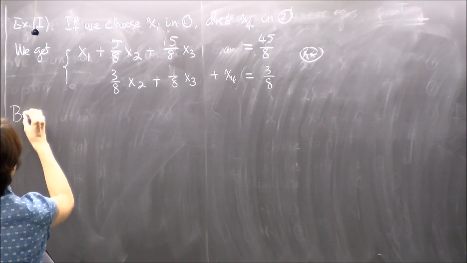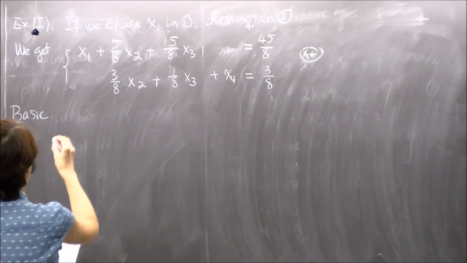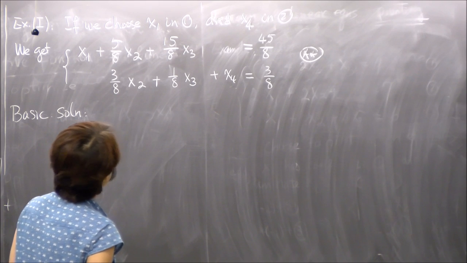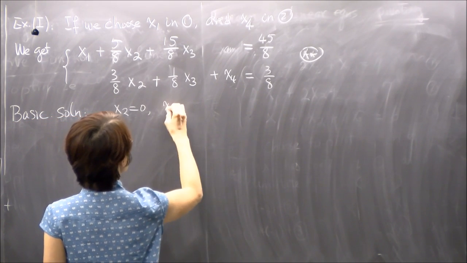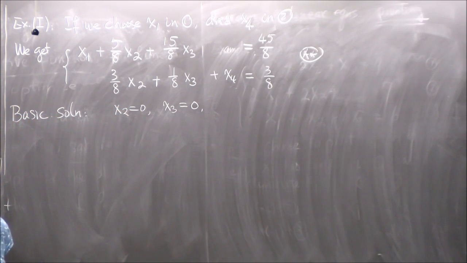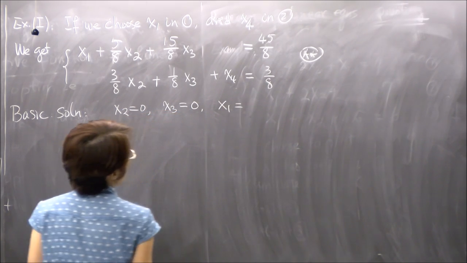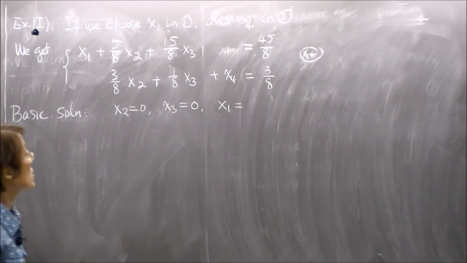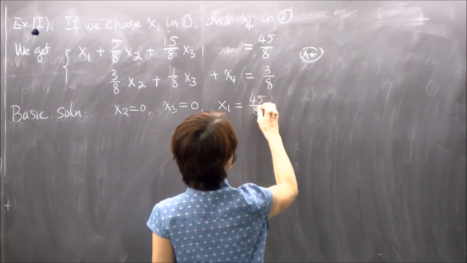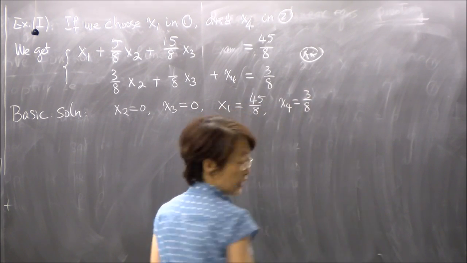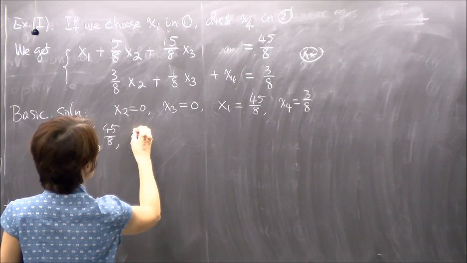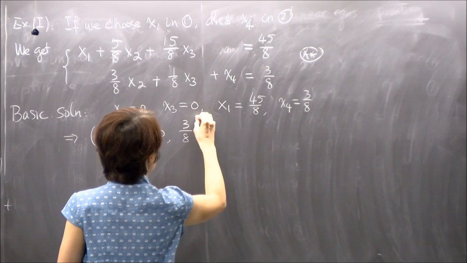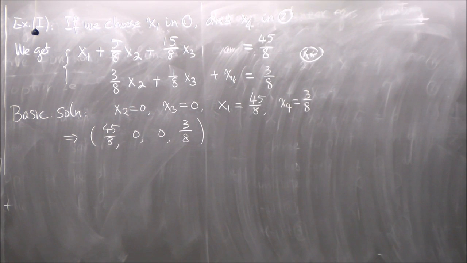Okay, so let's find the basic solution with these choices of basic variables. You will set all the non-basic variables to be zero, right? So x2 is non-basic, x3 is non-basic. Is that right? And the basic ones, well, you can just solve it. You just take the right-hand side, and that's it. So x1 will be the right-hand side for x1, and x4 is 3/8. Okay, so let's write it: 45/8, 0, 0, and 3/8. Is that okay? Now is it feasible or not?